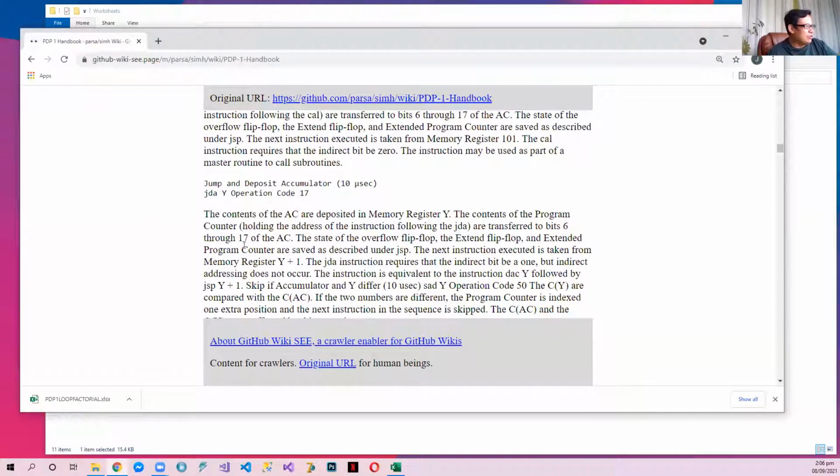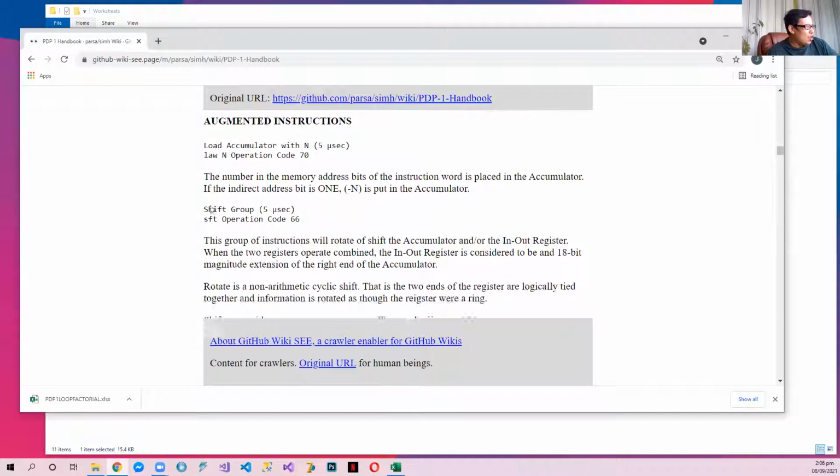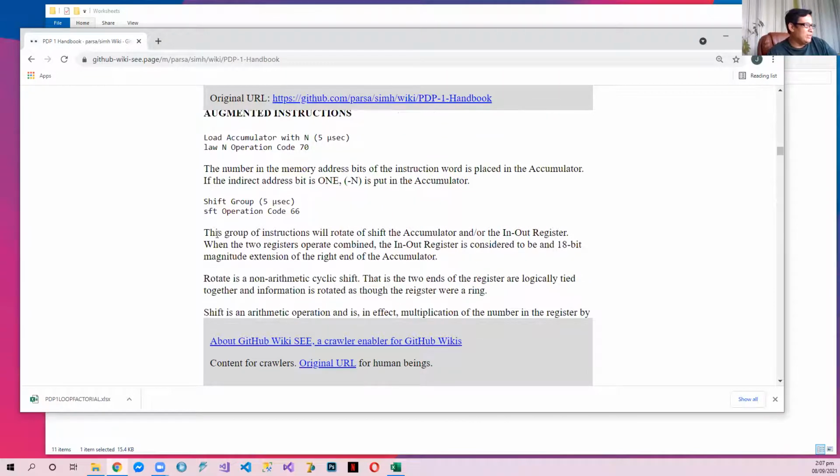No. There's also a jump and deposit. Now, deposit is the store. No. Binago na niya ang store. Ang load is low. No. Load accumulator. Okay. Low means load accumulator. Do you follow? Hindi na load. It has to change. No. I don't know why it changed.